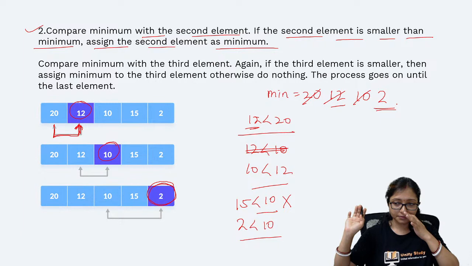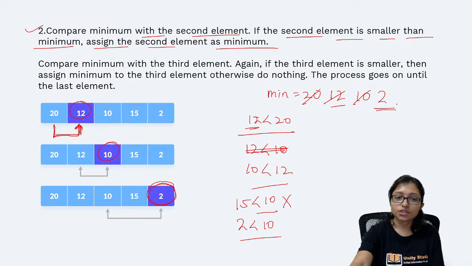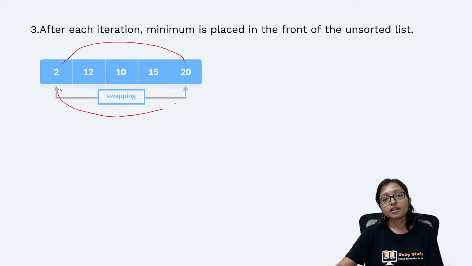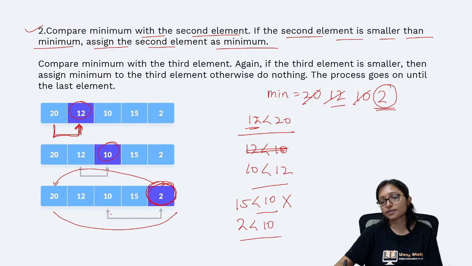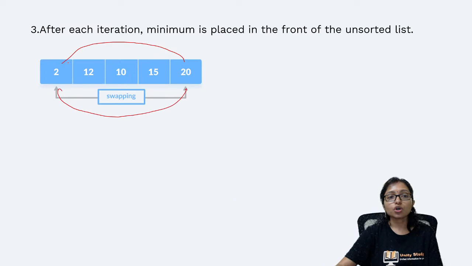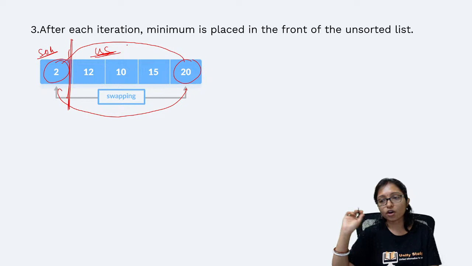Now see, what will we do now? We are swapping. The last minimum is 2. This will be swapped with the first position. So 2 will go here and 20 will come here. Now this is your sorted part and this is your unsorted part. Because 2 is already placed, it is the smallest element. So this is sorted, and this is unsorted.